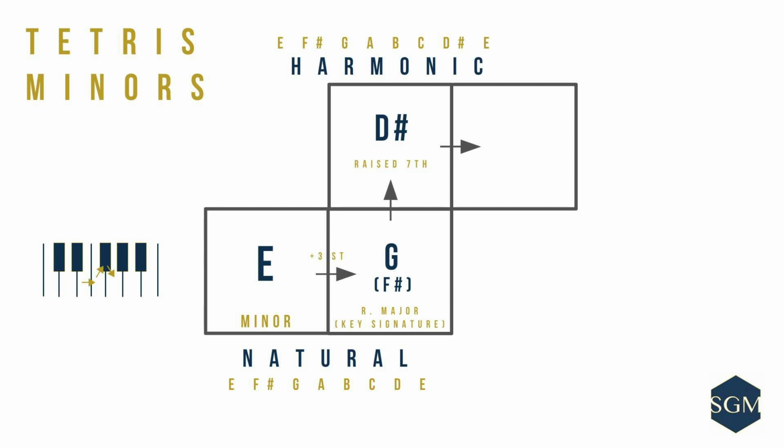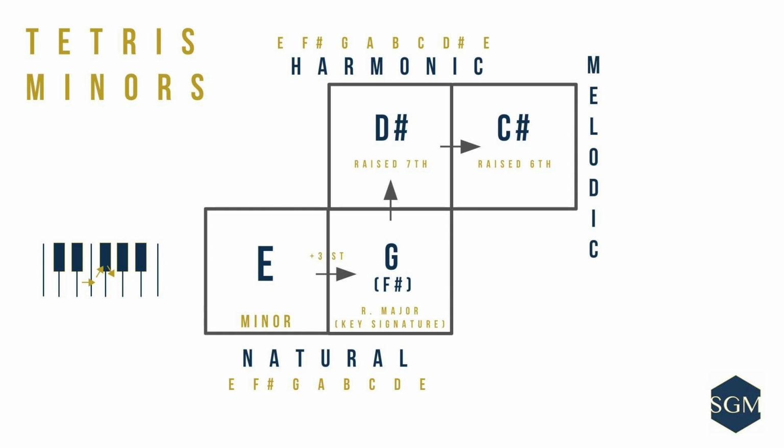Last but not least, melodic minors. We have yet another step. We raise the 6th note. By now, this should be as easy as ABC for you. Raising the 6th note simply means finding the 6th note of E minor, which is C, and raising it by 1 semitone, and we get C sharp. Let's pop C sharp into the last and final box of the Tetris block. So in E melodic minor, we will play F sharp, D sharp, and C sharp.